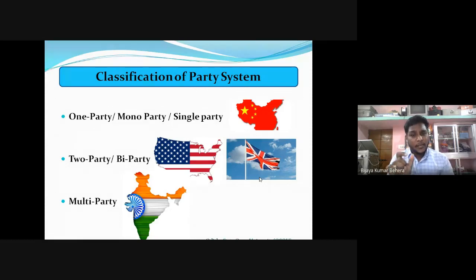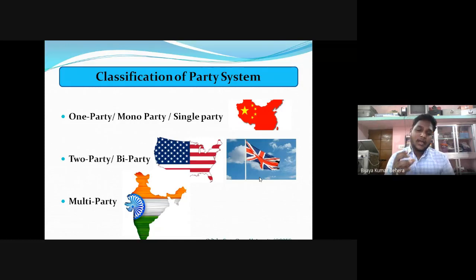So in a bi-party system also there are various merits and demerits. The first merit is a strong ruling party and a strong opposition party. In a bi-party system, the most important merit is that just like the ruling party, the opposition parties are also strong. And the second merit is political stability. They have political stability in a bi-party system.